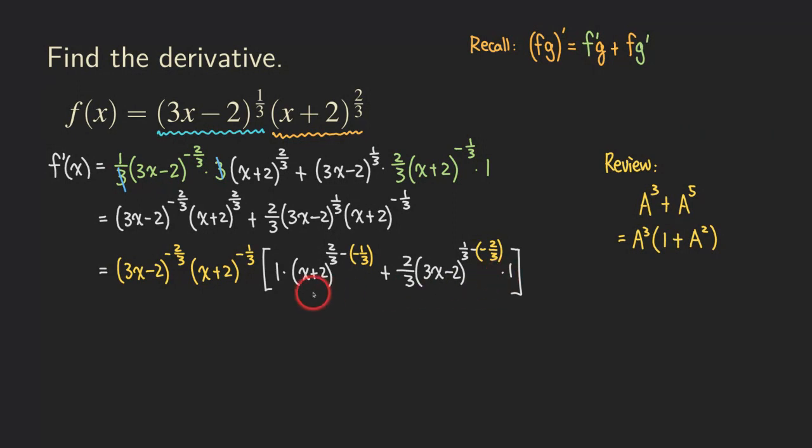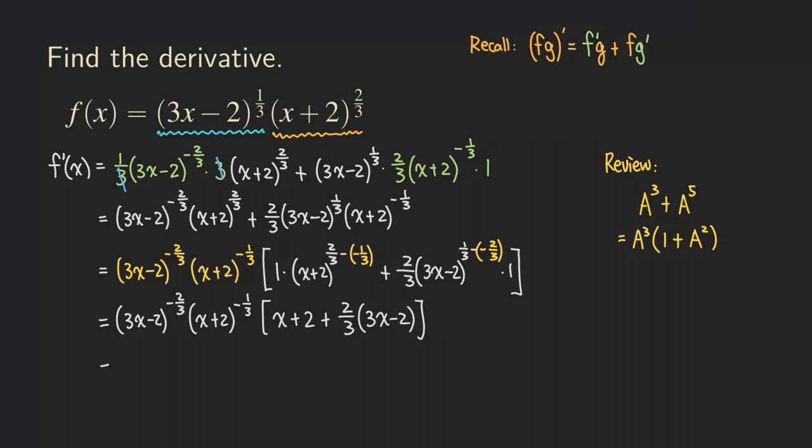And then now we can continue to clean up the answer right here. So if we do that, then we are going to be getting 3x minus 2 to the negative 2 over 3, and then x plus 2 to the negative 1 over 3. And then now the stuff inside the brackets. 2 over 3 minus negative 1 over 3 is just 1, right? So we are getting x plus 2 right here. And then plus 2 over 3. And then same thing here, 1 over 3 minus negative 2 over 3. That's also 1. So we are getting 3x minus 2.